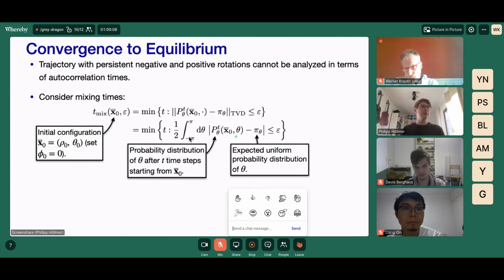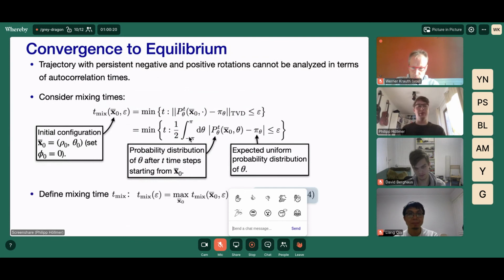Here in the second equality, I basically gave you how you can compute this total variation distance. What you need is basically a very simple integral over the absolute values between the two probability distributions.